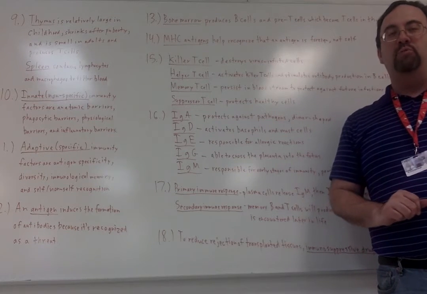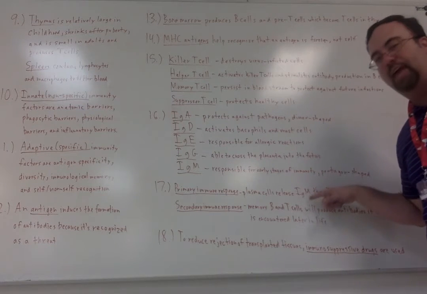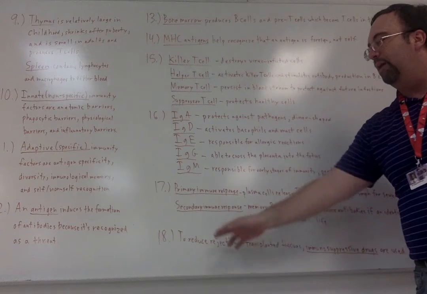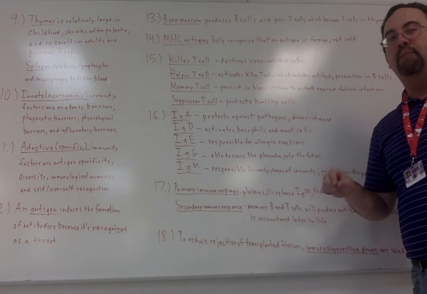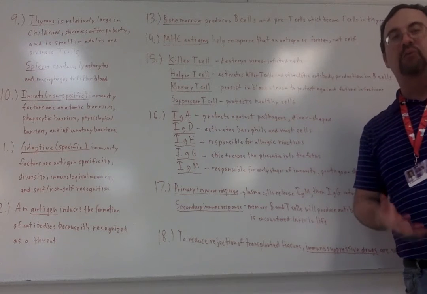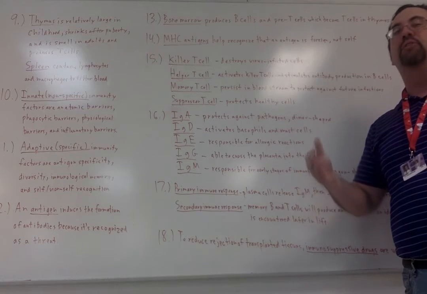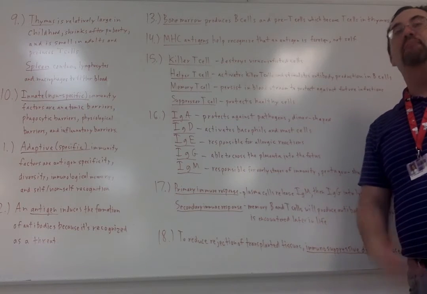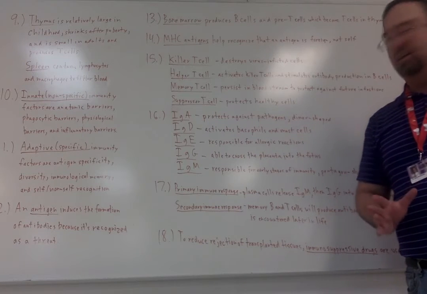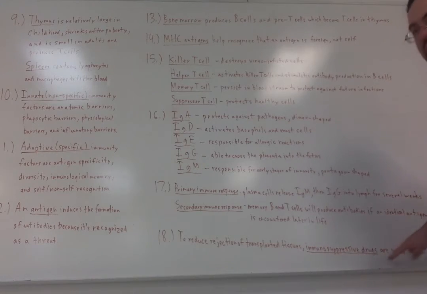The 2 different types of immune response, we have primary immune response. This is where plasma cells release IgM, then IgG into lymph for several weeks. It's followed up then by the secondary immune response. Both memory B and T cells will produce antibodies if an identical antigen is encountered later in life. So remember, the secondary immune response is much higher and therefore stronger than the primary immune response because it recognizes something that should not have been there before. And finally, to reduce rejection of transplanted tissues, immunosuppressive drugs are used.